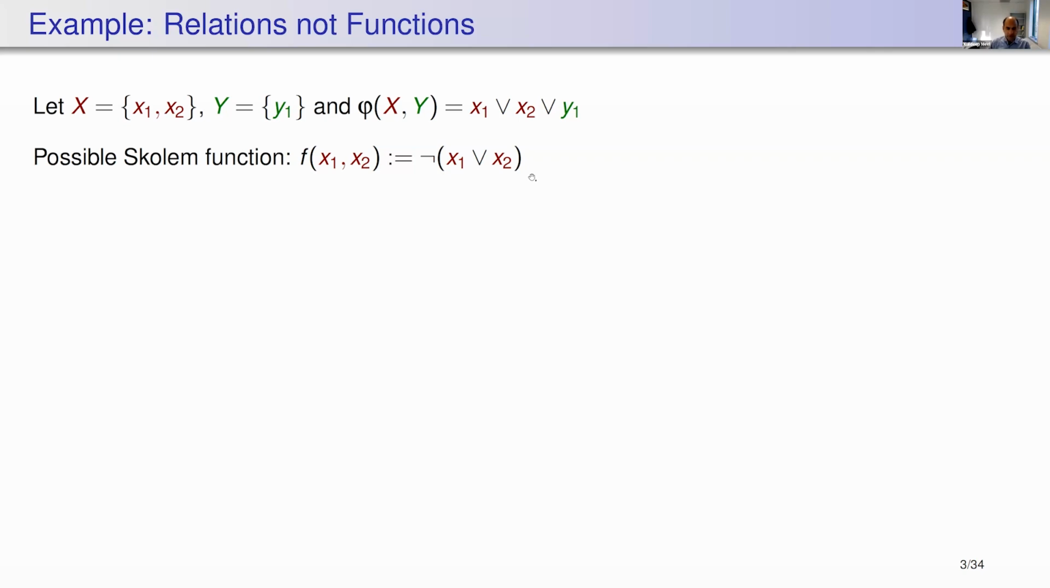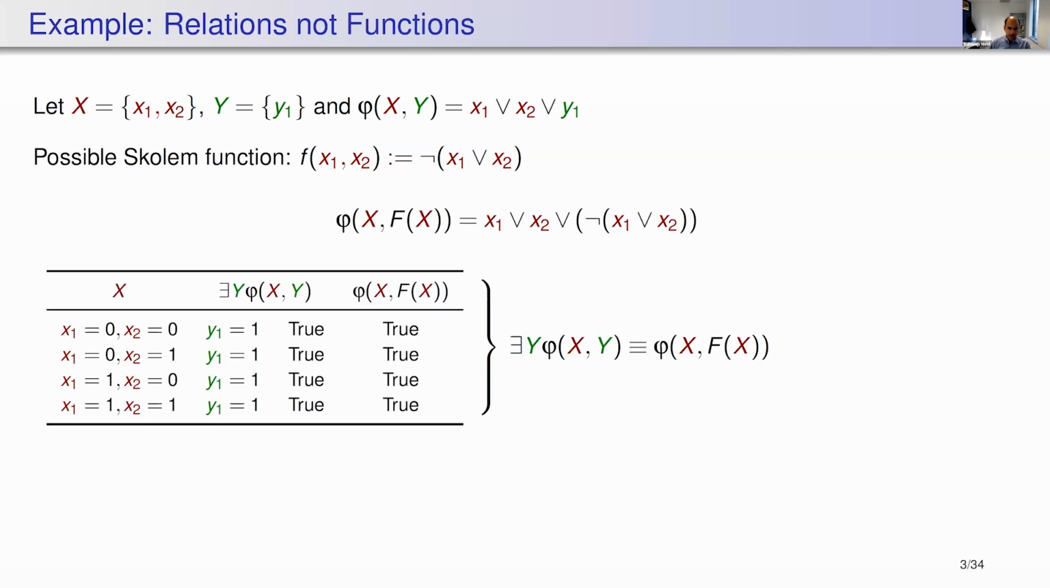Is this correct? Well, we are going to check. We know what it means to be a Skolem function. It should mean that for every assignment of x1 and x2, we check whether there exists an assignment to y1. In this case, for every assignment of x1 and x2, if we were to assign y1 to true, then phi of x, y would evaluate to true.